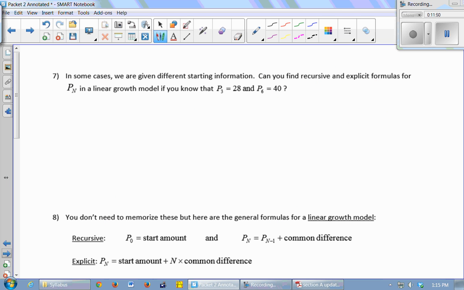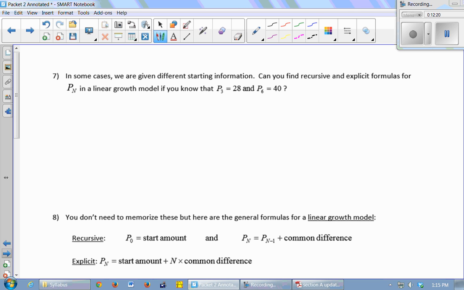All right. In some cases, you're given different starting information. I maybe won't give you how much you have when you start and how much you grow by, but I can give you, say, P3 is 28. So in year 3, my population was 28 bacteria or something. And in year 6, the population was 40. And I'm telling you it's a linear growth model, so that means it grows by the same amount every year.